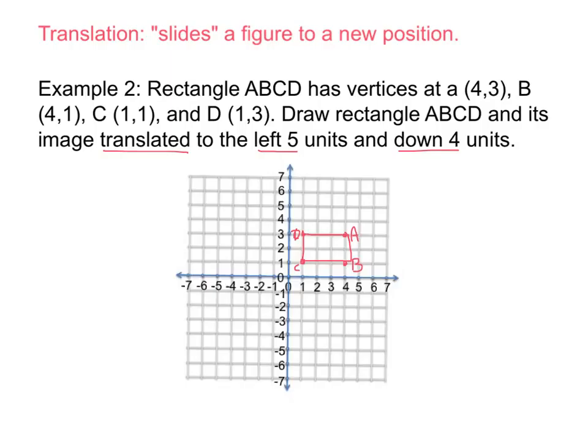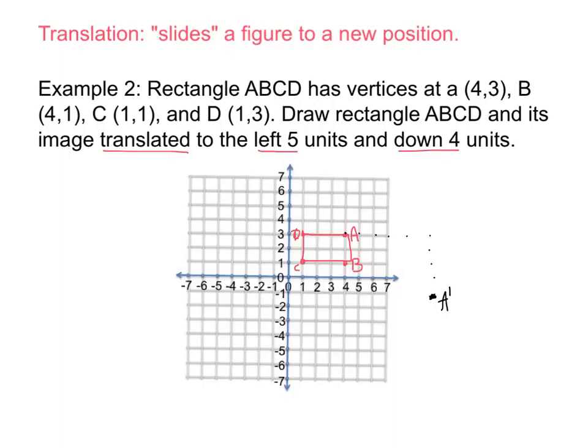Take this first point, you're going to count left 5: 1, 2, 3, 4, 5. Then you're going to go down 4 units: 1, 2, 3, 4. This is now A prime. Let's do that with each one.